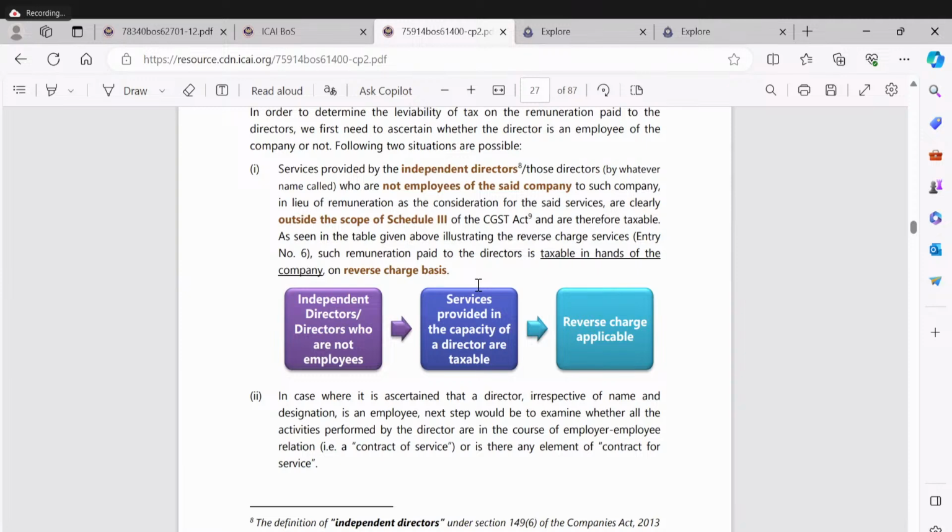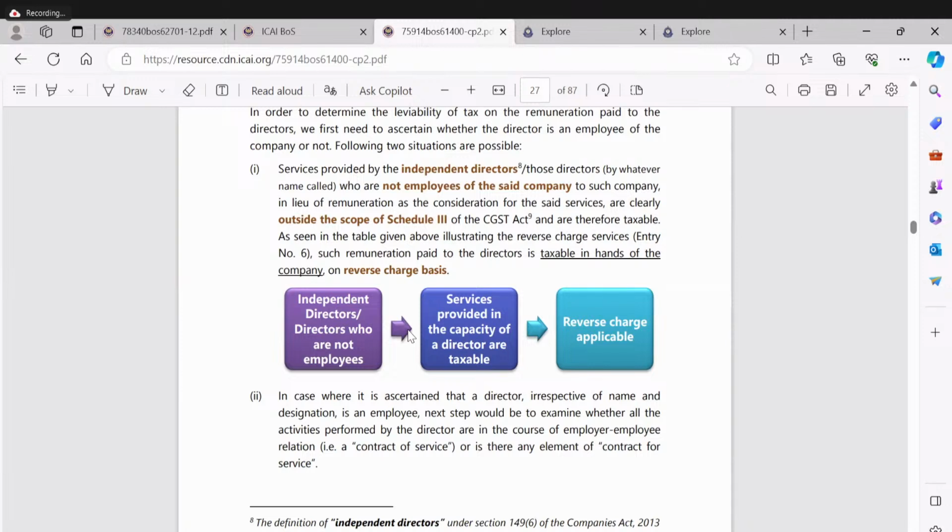If this director is an employee of the company, then the situation will become different. We will see it. But if this director is not an employee of the company, then in that case, those services will be taxable under reverse charge, like this diagram provides you. Now, a director who is not an employee or an independent director.